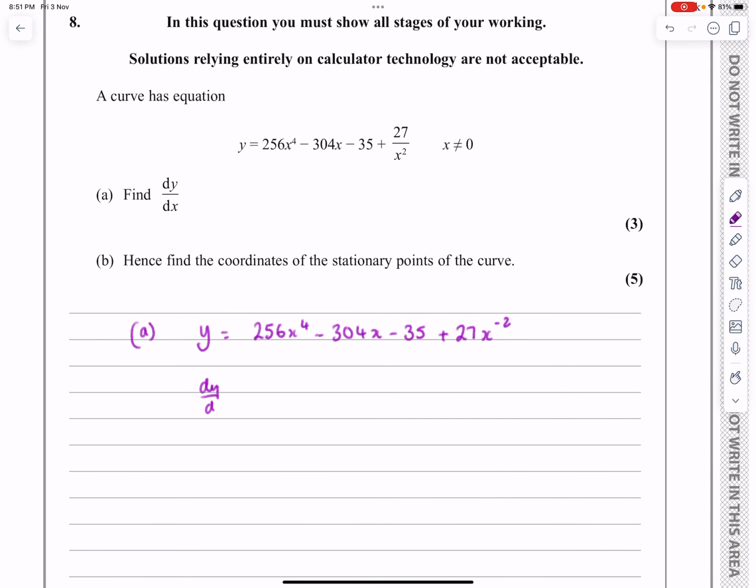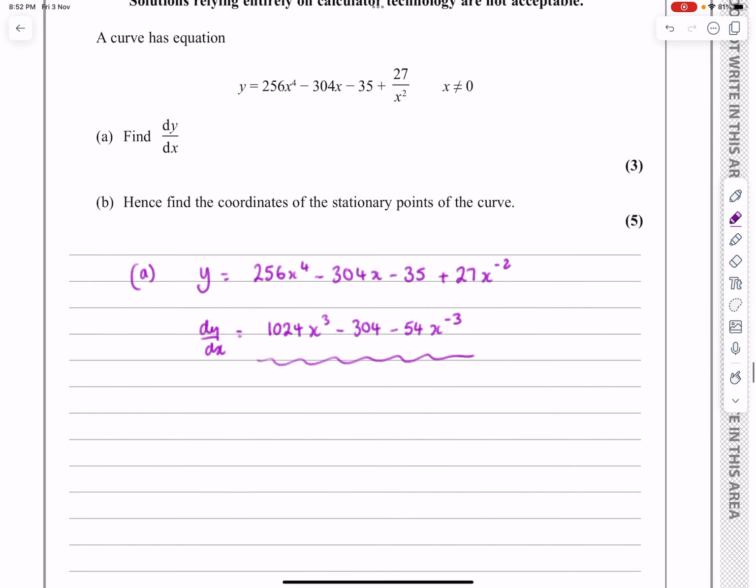Differentiating is multiplying by a power and taking one off the power. 4 times 256 is 1024. Take one off the power, x cubed, minus 304. The 35 will disappear, and again with the last one, multiplying by the power, multiplying by minus 2 gives me minus 54. Take one off the power, gives me x to the minus 3. So part A done. Can we find the differential, dy by dx?